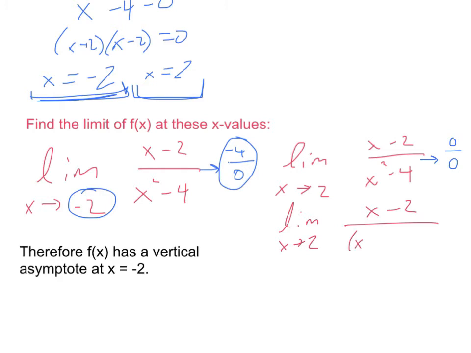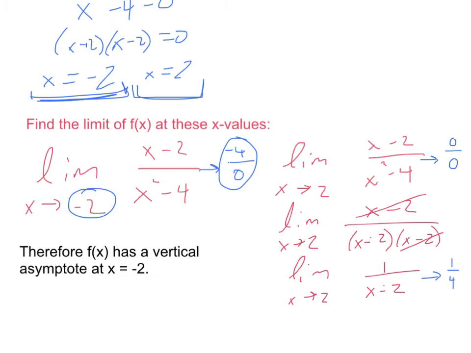We'll factor this. We'll have x plus 2 and x minus 2. We notice here that these cancel out. Leaves me the limit as x approaches 2 of 1 over x plus 2. And now when I attempt to evaluate it, I end up with 1/4.